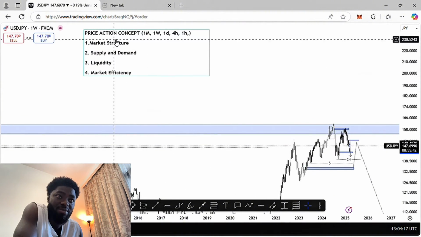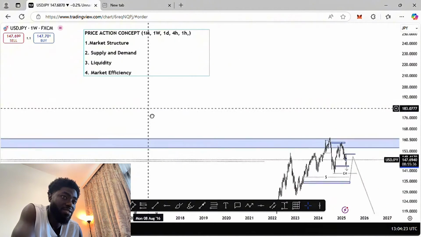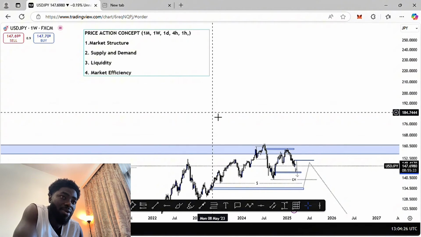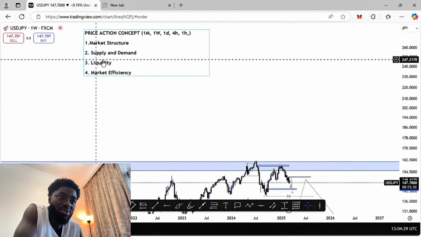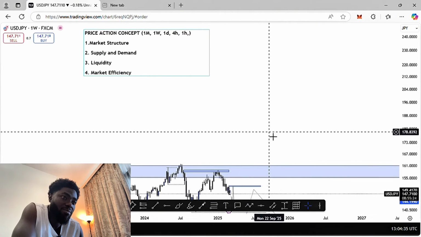This price action concept: monthly, weekly, daily, four hour, one hour, market structure, supply and demand, liquidity, market efficiency. If you don't understand anything, you can hit me up and I would explain how we use these guys to take trading opportunities.